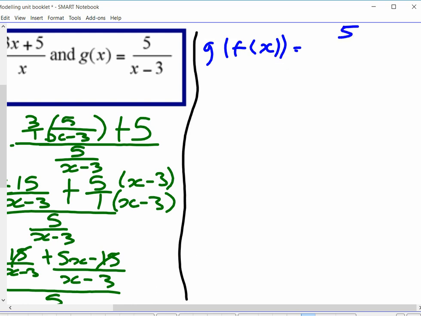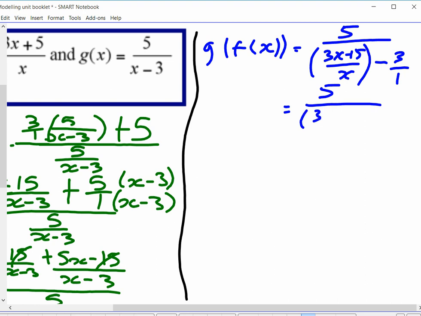g of f of x. So the mother function this time is g of x. Always good to write the original substitution step, so then you at least get a method mark. It's an easy method mark to get. You're doing it right. But to be able to subtract, she needs the same denominator. Yeah, same denominator.